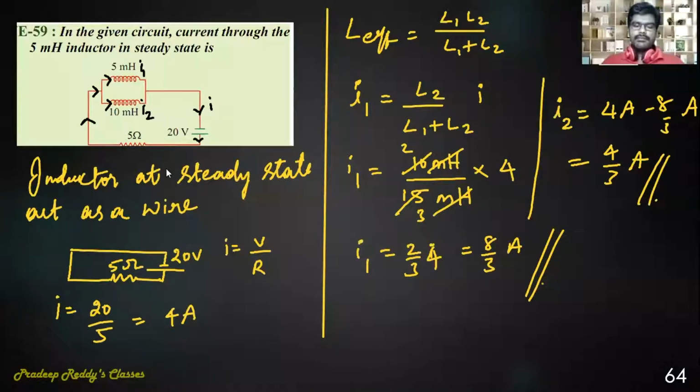So I1 and I2 we have calculated. The concept which we have used in this problem is, at steady state, these inductors will be replaced with wire, and the total current will be the maximum current passing in the circuit.